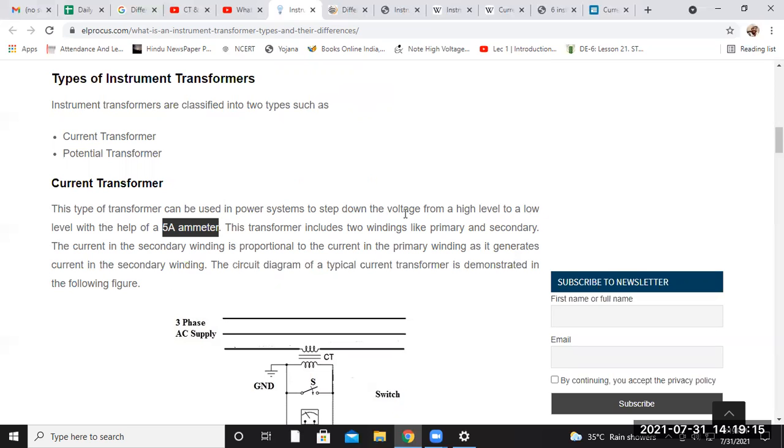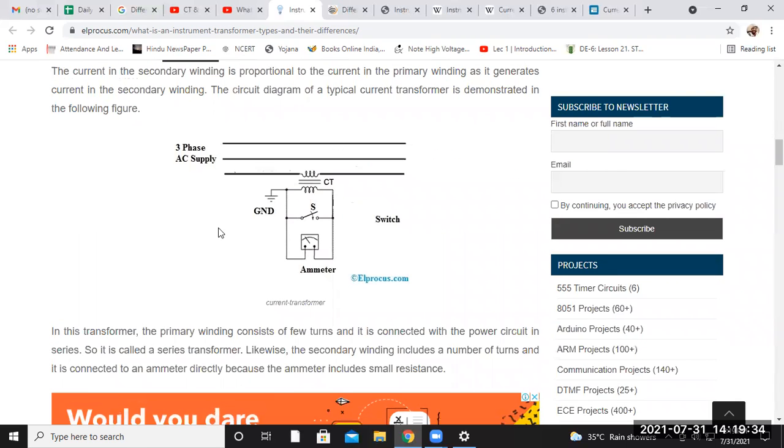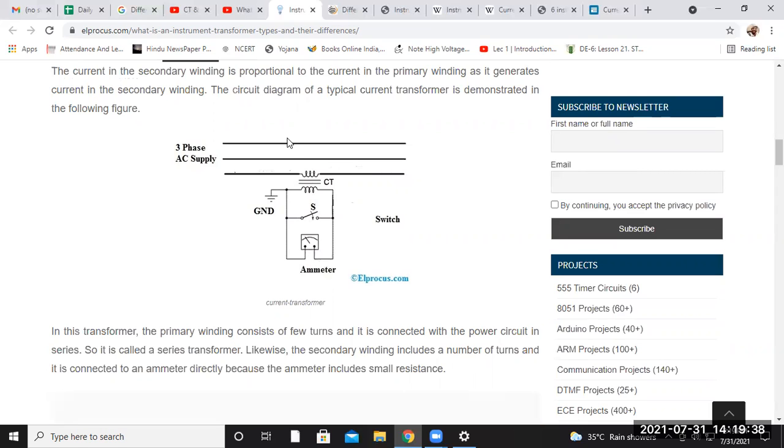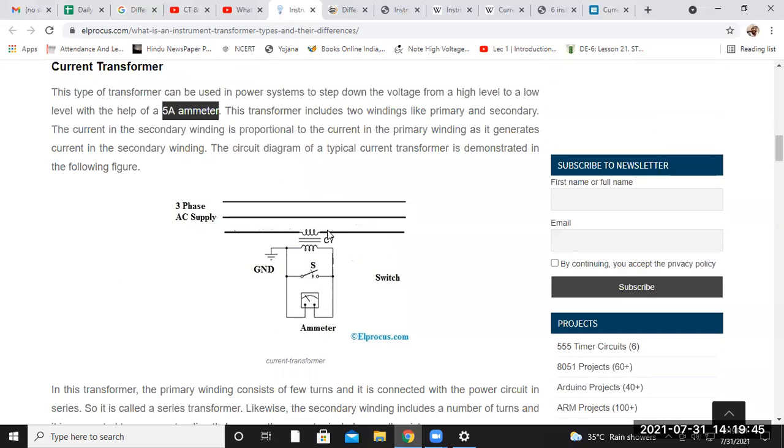Let us suppose, as I have already explained, if a high value of current is flowing in the transmission line, then using the current transformer, we can decrease the value of the higher current, and we can measure how much current is flowing through the transmission line through a 5 ampere ammeter. The construction is given here. As you can see, this is the schematic diagram of the current transformer, showing how it is related with each other.